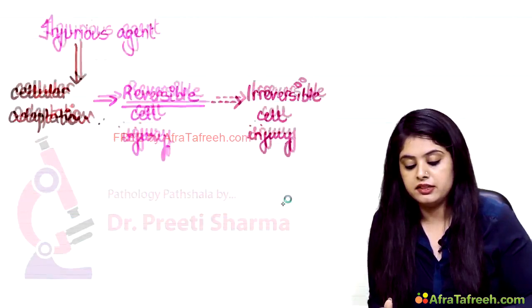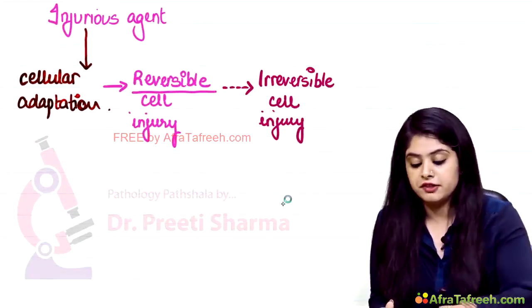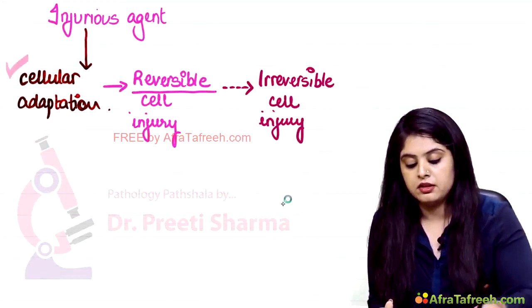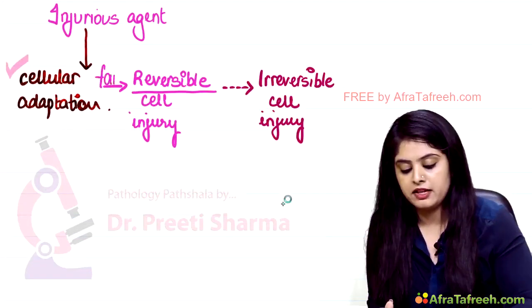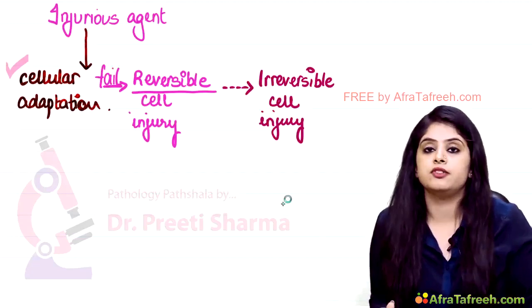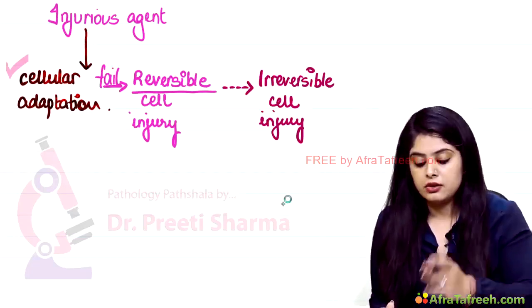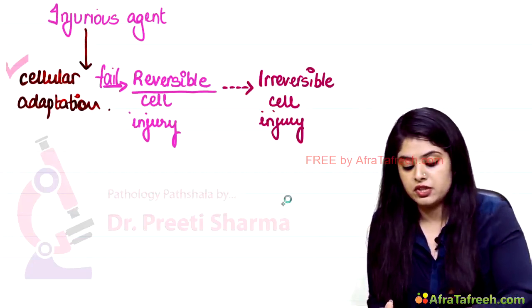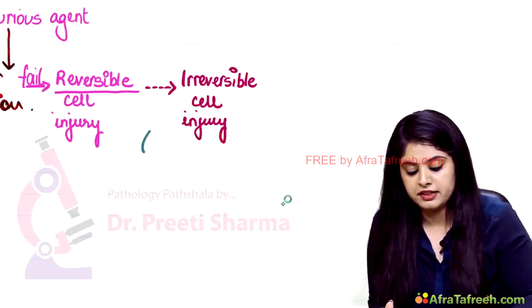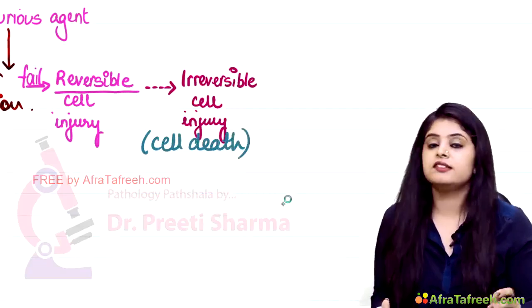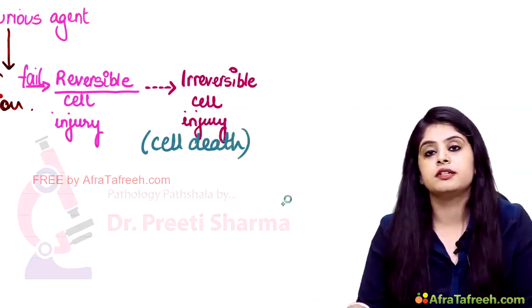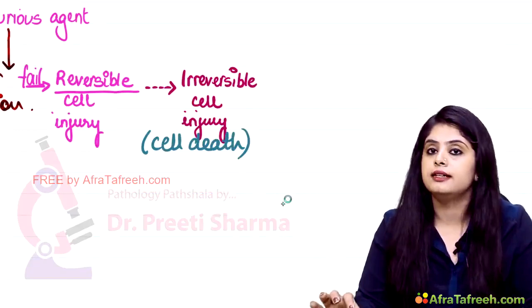So now you can see the basic flowchart says that we will first try to adapt. If we fail to adapt, we have entered into reversible cell injury. And if it further continues, we enter into irreversible cell injury. And students, can I safely say that this would be cell death? Once the cell cannot come back to its original state, it will ultimately progress to cell death.